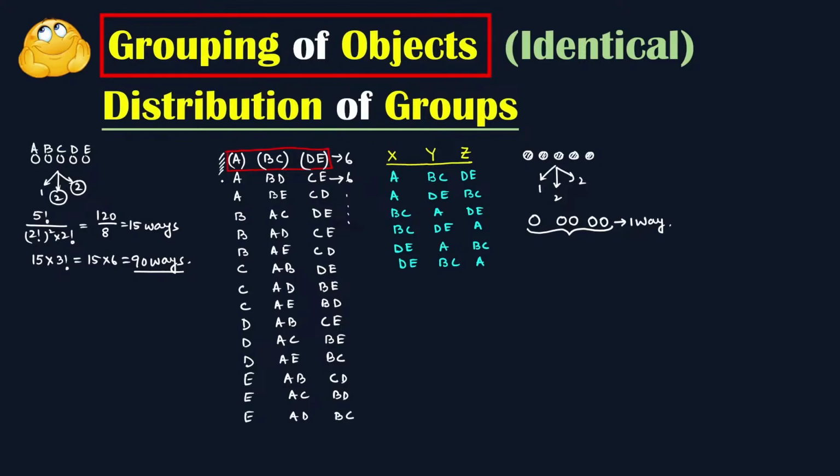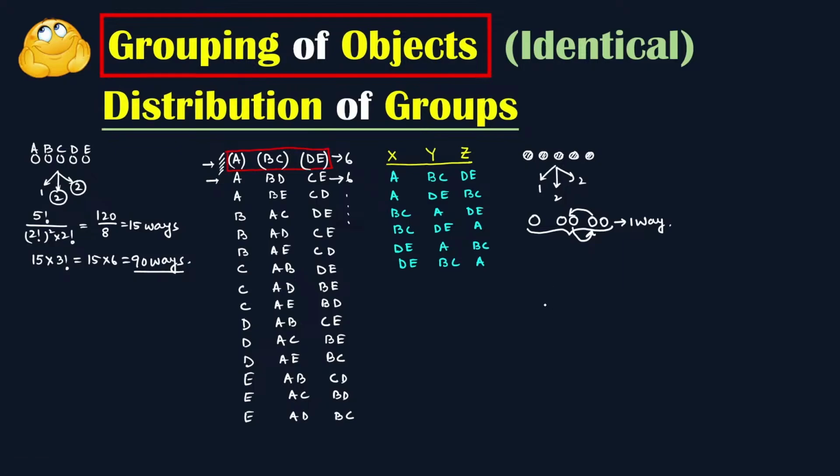Because you see, in the distinct case, A, BC, DE is one way of grouping. Then again, A, BD, CE is another way of grouping. But if the balls are identical and you exchange these balls here, it is not going to change the meaning of the question. It remains the same. That is why there is only one way of dividing into 3 groups containing 1, 2 and 2 balls.